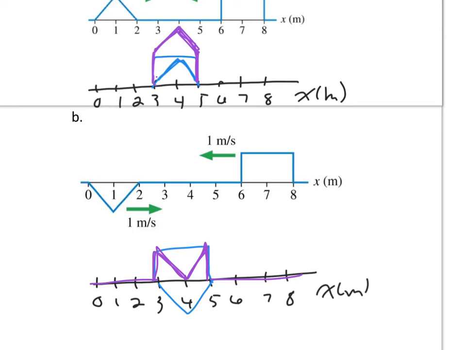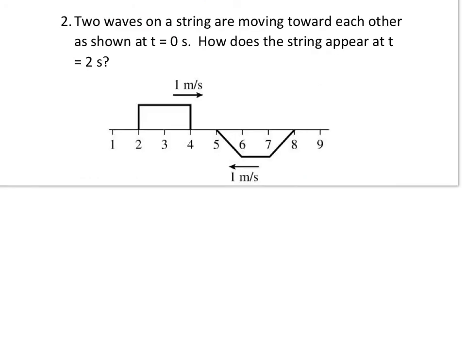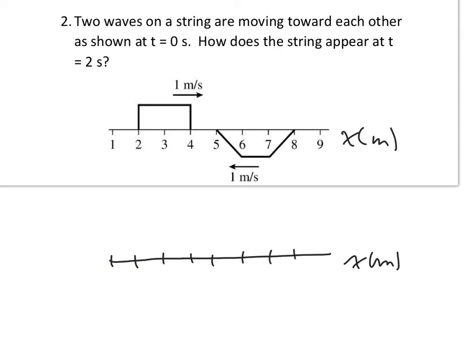I'll do one more quick example. We have these two waves. It wants to know how the string appears at t equals 2 seconds, so similar to what we just did. This should be x in meters. So 1, 2, 3, 4, 5, 6, 7, 8, 9. After 2 seconds, the rectangle will be here. And the trapezoid will be here.